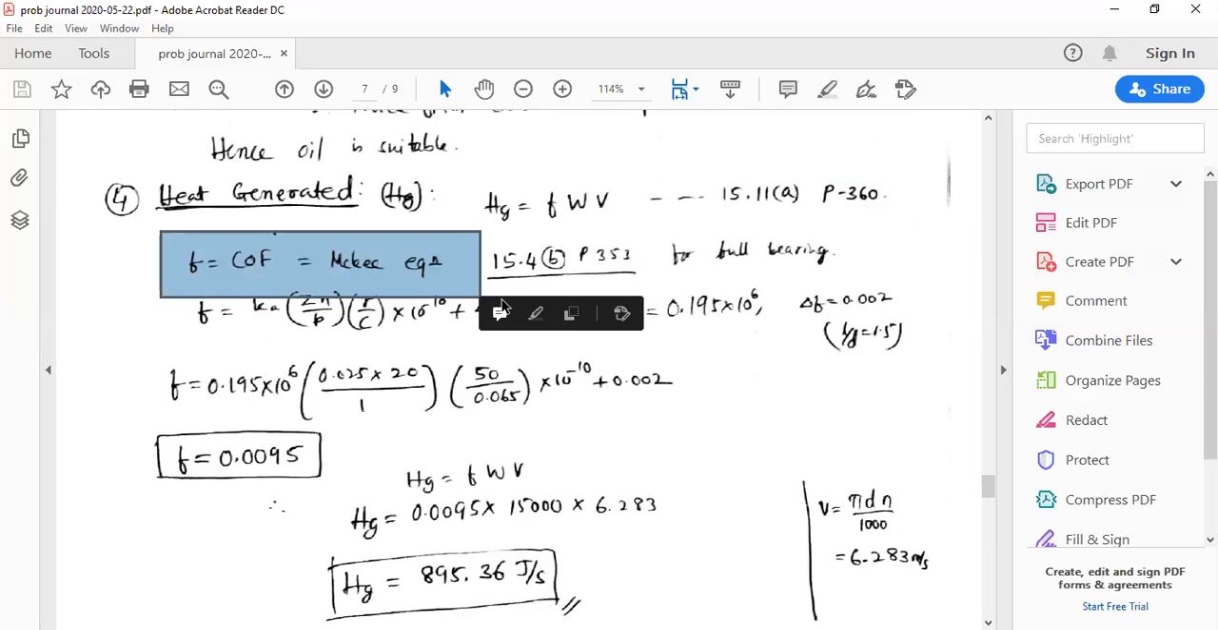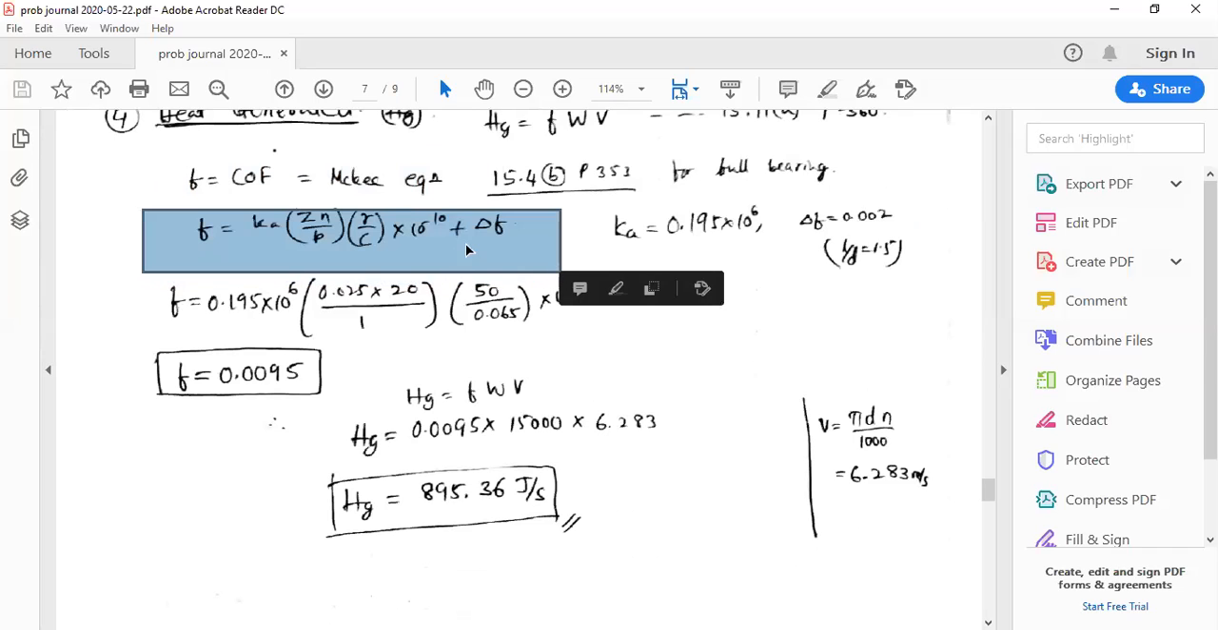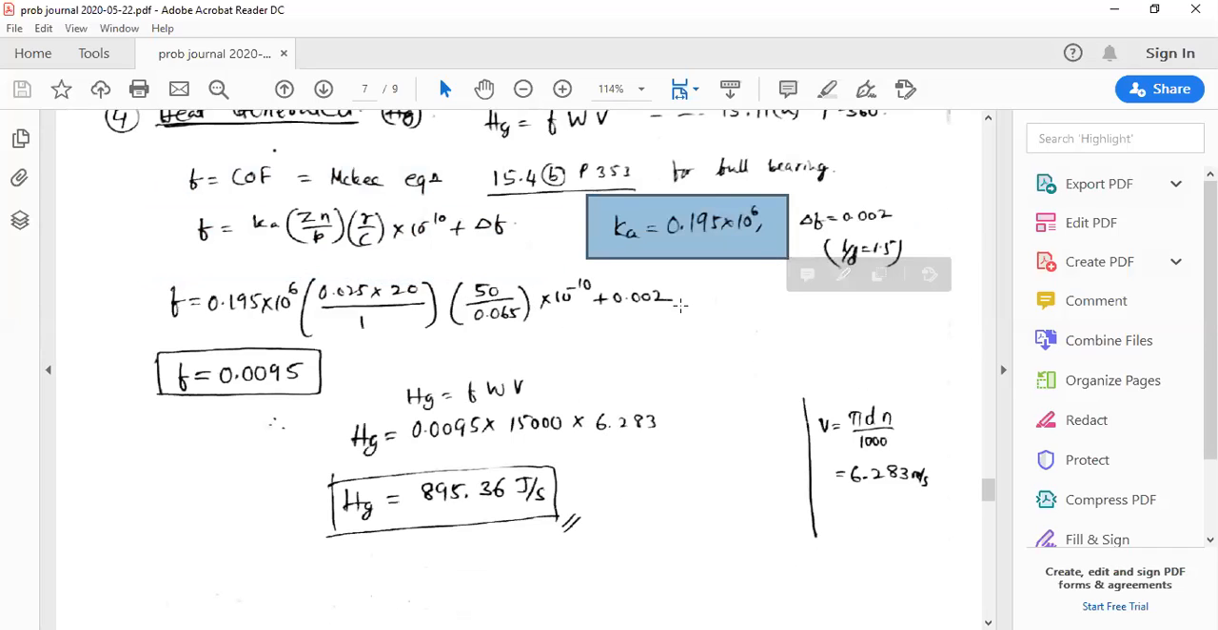So here this is not a lightly loaded journal bearing. This is a heavily loaded journal bearing. Equation number 15.4b, page number 353, and assume the full bearing. So the equation which is given here is F is equal to Ka into Zn by P into R by C into 10 raised to minus n 10 plus delta F. Ka is 0.195 into 10 raised to 6 for beta equal to 360 degrees, that is full bearing, and delta F is 0.002 and L by D is 1.5.